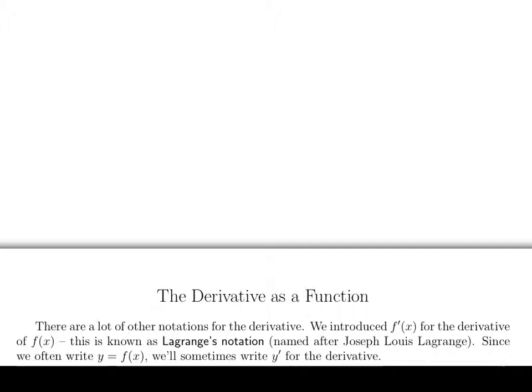There's a lot of other notations that we can use for the derivative. So we introduced f prime of x for the derivative of f of x. Now this is known as Lagrange's notation, named after Joseph Louis Lagrange, who is an Italian guy. Since we often write y equals f of x, sometimes we'll just write y prime for the derivative. Okay, so that's the Lagrange notation. I think we'll use this quite a bit.